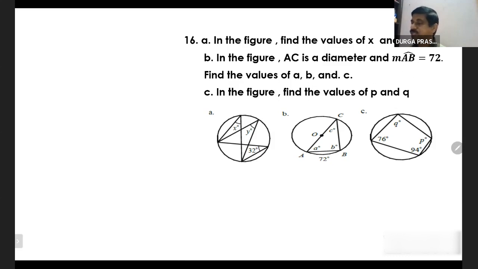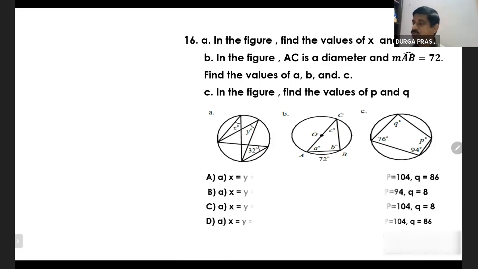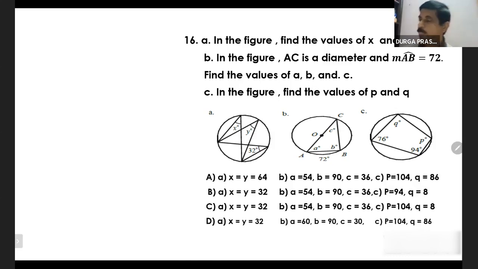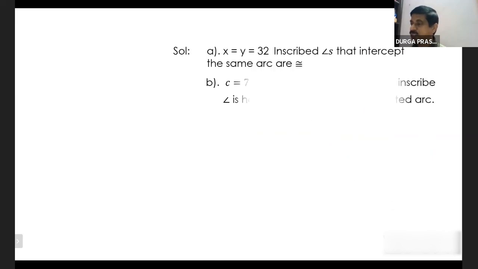In the figure, find the values of P and Q. For C, we should find out P and Q. Okay, let us go to each figure separately. So A, B, C, all the values we give. Let us go to each question separately.